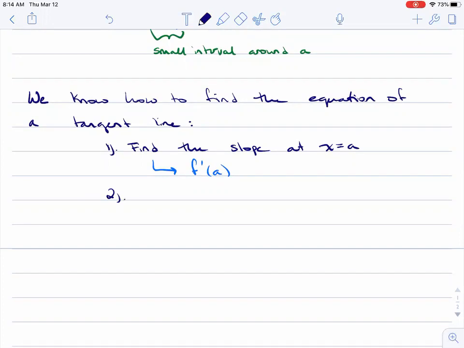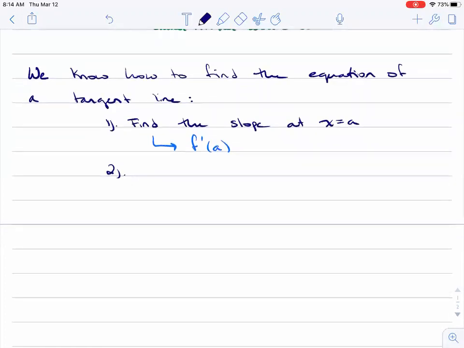And then second, we need to have a point. If I've told you we need to evaluate this thing at x equals 2, well, then you know what 2 is, and you'll be able to find f of 2. So we find the slope of the tangent line at 2, we find f of 2, and then we've got x equals 2, so we've got this point.